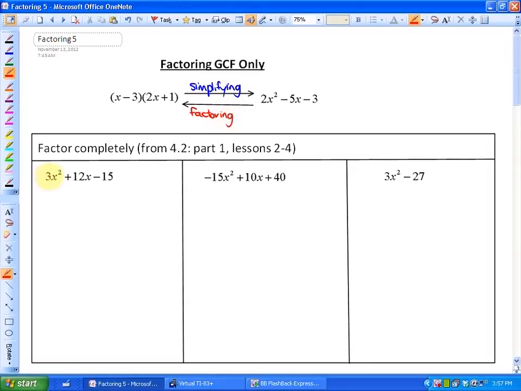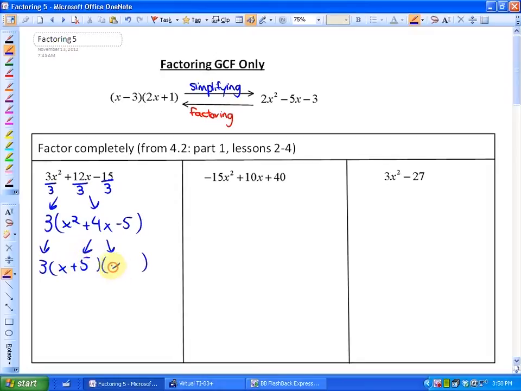In the previous lessons, in the last example of 4.2, Part 1, Lessons 2 through 4, we always had an issue with factoring out the greatest common factor and then factoring beyond that. So the last one of the lessons was this first one here, where the greatest common factor was 3, and then we were left with a trinomial of x squared plus 4x minus 5. That remaining trinomial could be factored to be x plus 5 and x minus 1. And that was the final factored form.